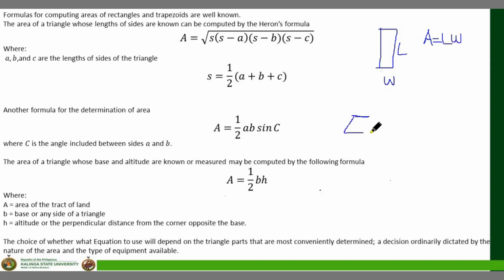I hope some of you will not forget these equations. You need this especially as we go on with our topic.